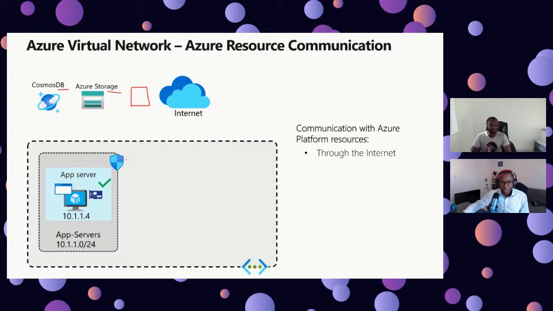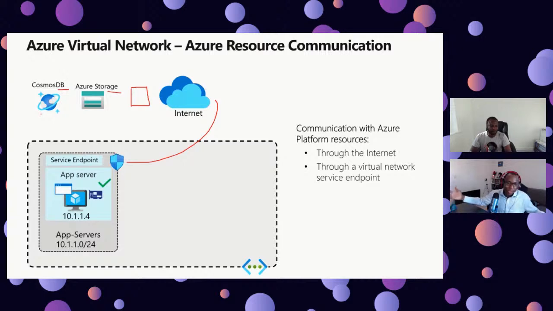By default, communication to platform services in Azure goes over the internet. So you have your virtual machine in your subnet in Azure. It wants to store data in an Azure storage account in the same subscription. By default, it goes over the internet. There are ways that you can solve that. One of these ways is to use something called a service endpoint, which will essentially ensure that communication goes over the Azure private WAN.